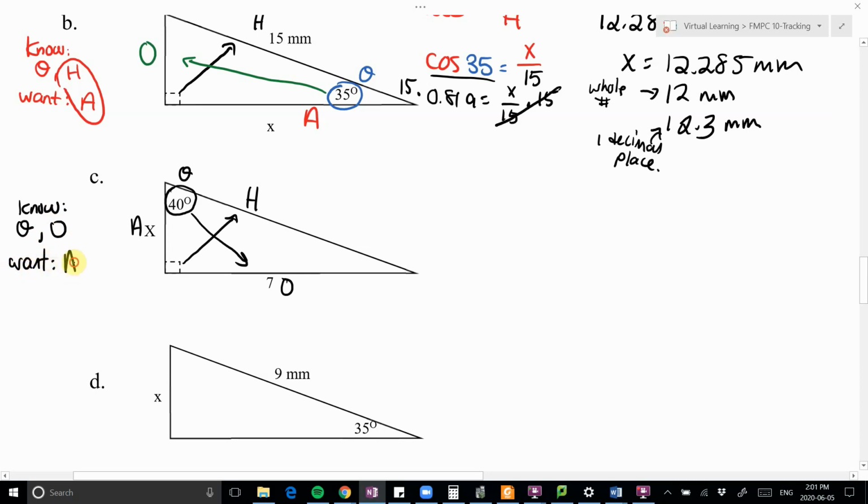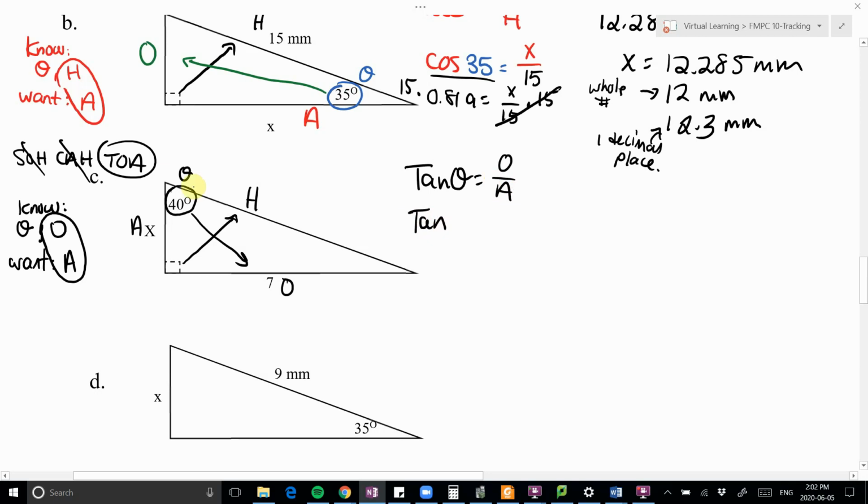I want A. So I'm looking for the trig ratio, and once again we're going back to that SOHCAHTOA. So I'm looking for one that has O and A. O and H? No. A and H? No. TOA is the one I'm using now. So that means tan is opposite over adjacent. So tan, and my theta here is 40. Opposite is 7. Adjacent is x.